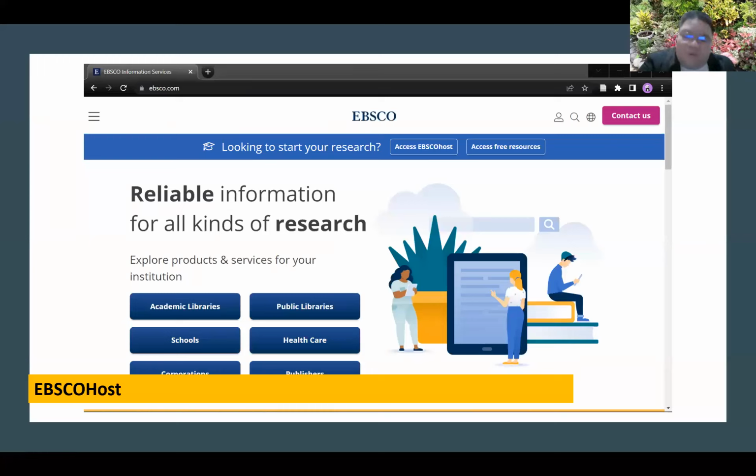Then you have your EBSCOhost. Okay, class, your EBSCOhost actually hosts. When I say host, it has also a lot of libraries within it. So it hosts several libraries across the globe also.